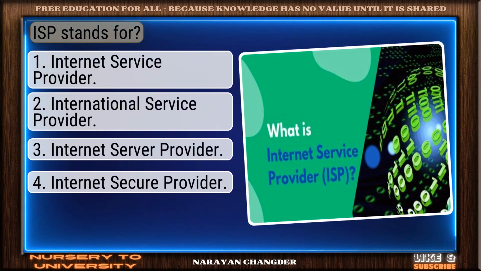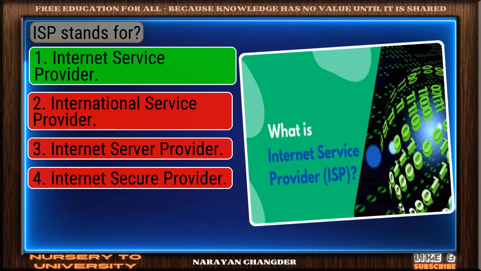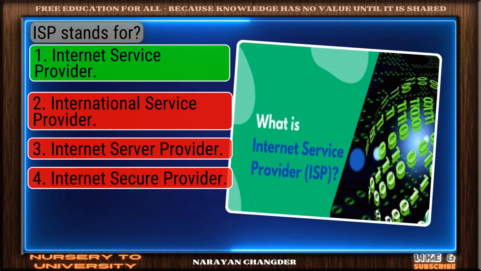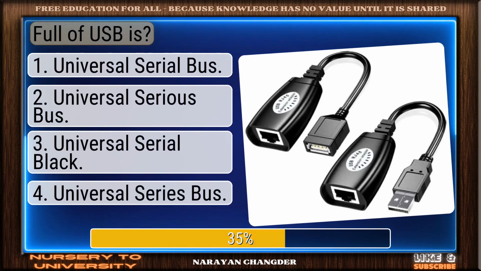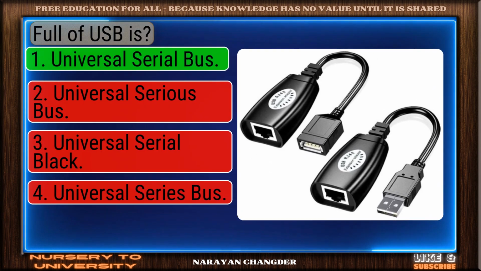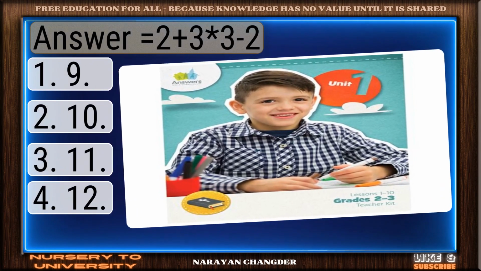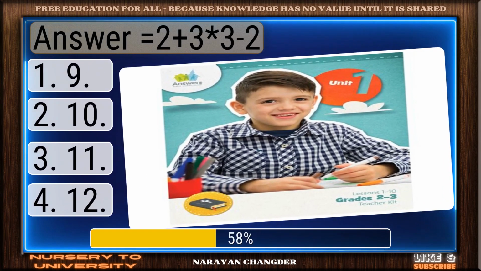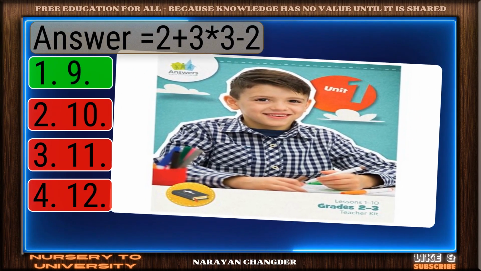ISP stands for. Nicely done. Internet service provider is a solid answer. Full form of USB is. Good thinking. Universal serial bus is the right answer. Answer equal 2 plus 3 times 2. Smart pick. 9 is the correct choice.